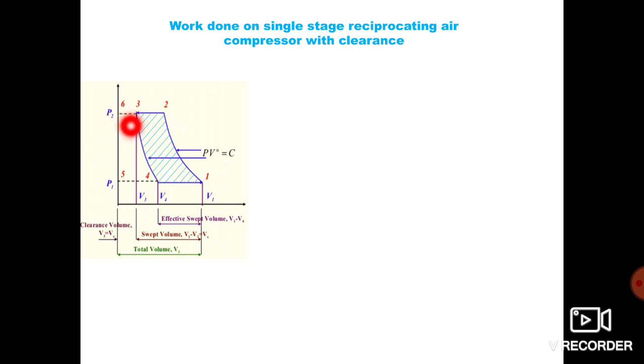this point 3. Now when it closes, as we have already seen, a small quantity of air is trapped between the cylinder head and the piston top surface known as clearance space. Now when the piston moves downward for suction stroke, the air trapped in this clearance space expands polytropically to pressure P1. That is this process, expansion process.